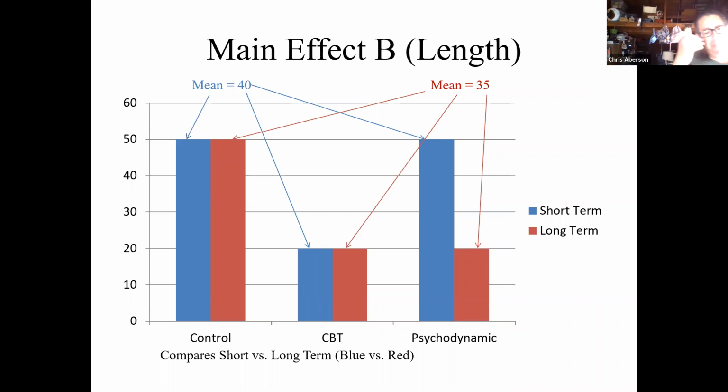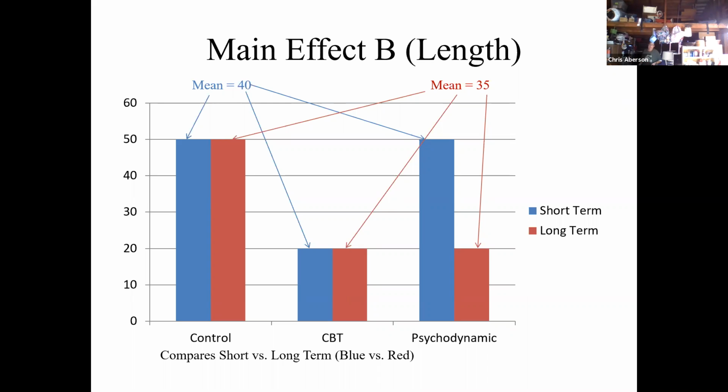The effect for length, that would just be the blue bars, or I know some people can't see. Wait, is it blue and red or blue or green? Regardless, the bars on the left are the short term. They have a mean of 40. The bars on the right are the long term. They have a mean of 35. Now it's interesting. That's a relatively small difference between the short and the long term.